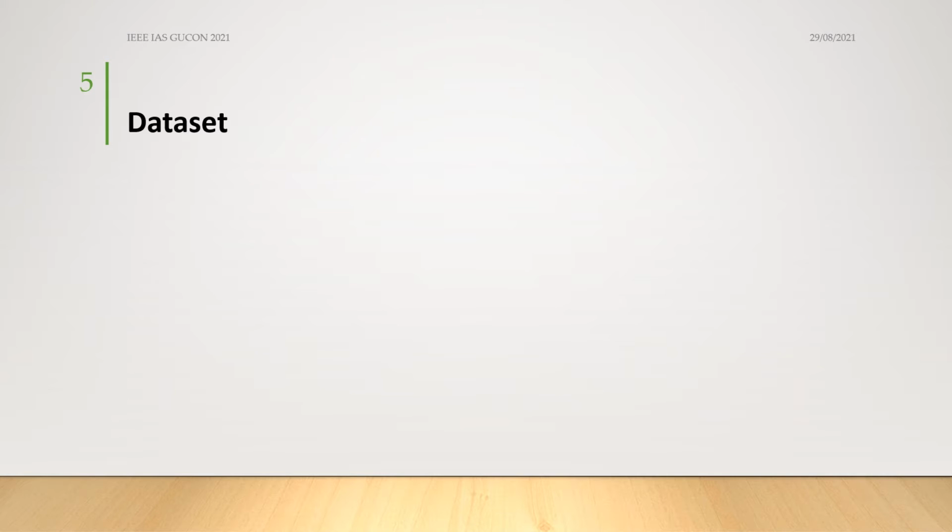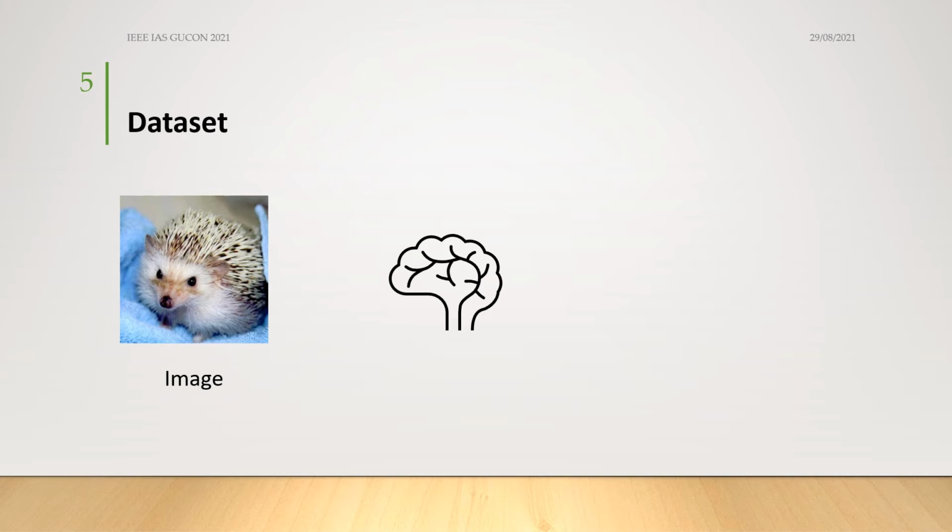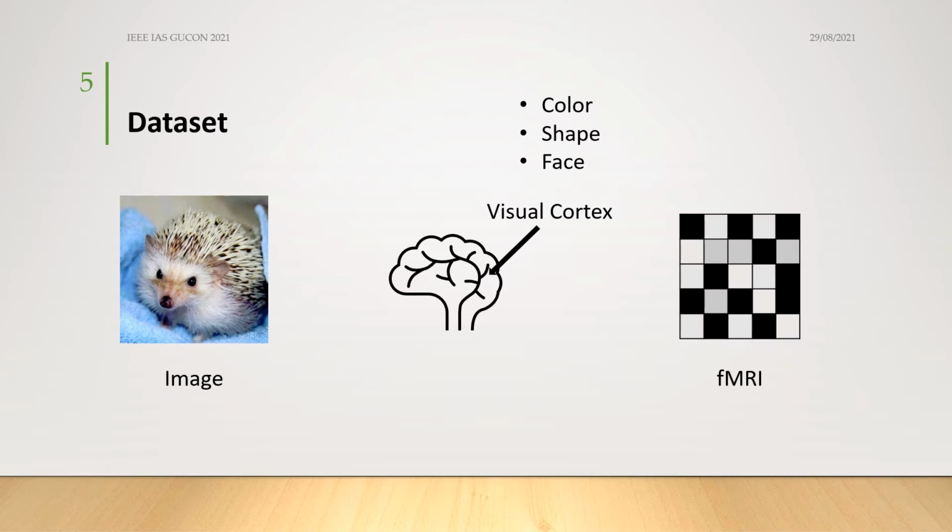So let's take a look at the dataset. When we see an image, the visual cortex processes this information. There are specific regions which recognize color, shape, face, and many other things. This happens by firing of neurons in response to the visual stimulus. But we cannot capture one-to-one correspondence of the neurons. Instead, what we capture is oxygenated blood flow, that is BOLD data. And that coarse representation of neuronal activity is what we term as the fMRI.